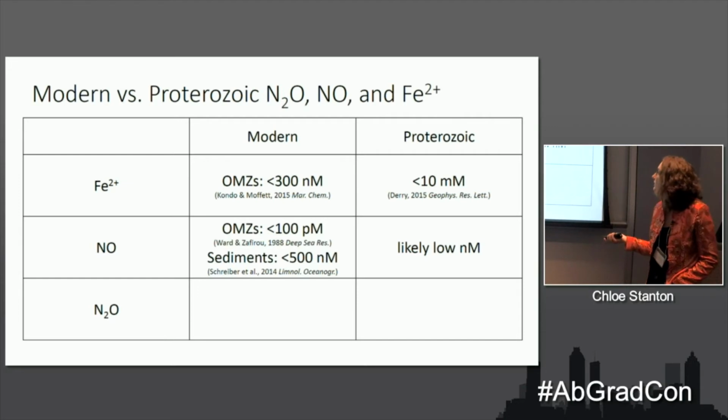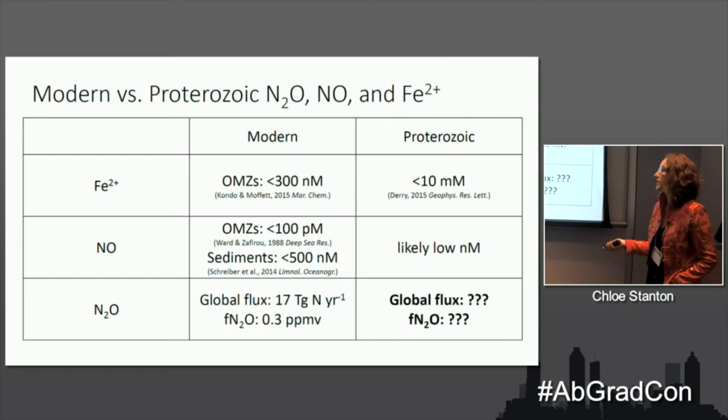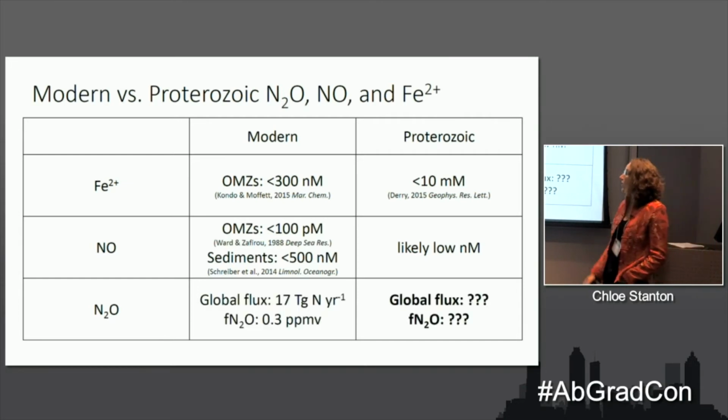so we translate that to equivalent low nanomolar levels in the Proterozoic. So what does this mean for the nitrous oxide flux? Currently our flux is around 17 teragrams per year, and this translates to a mixing ratio of about 300 ppb in the atmosphere. And I set out using these reactant concentrations to think about what this meant for the Proterozoic in different environments.